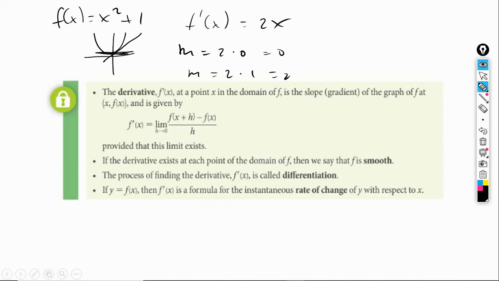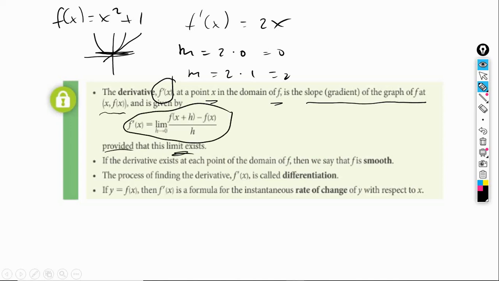So to generalize, we can say that the derivative f apostrophe x at the point x in the domain of f is the slope or gradient of the graph of x comma f of x, and is given by this formula that we've been using, provided that the limit exists. If the derivative exists at each point of the domain of f, then we say that f is a smooth function. The process of finding the derivative is called differentiation. And the derivative is actually a formula for the instantaneous rate of change of y with respect to x.